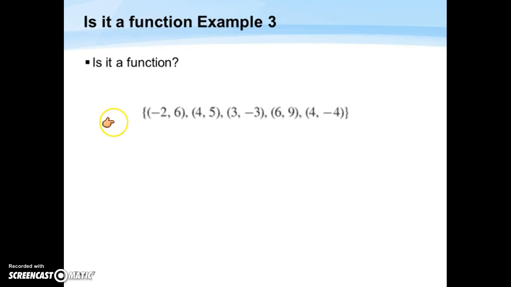One more example showing ordered pairs. Again, first look at your x values. So I have -2, 4, 3, 6, and 4. I see an x value that repeats.